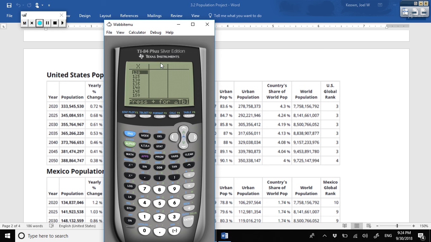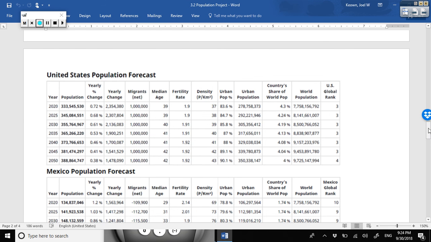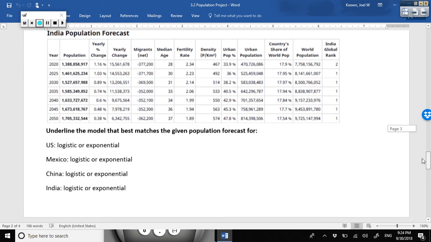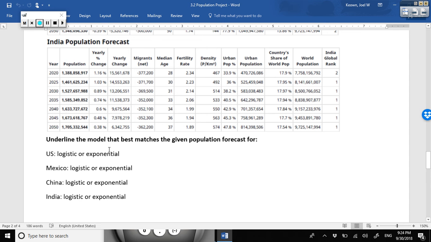And so if you plug your exponential for United States in L1, and then plug your logistic for United States in L2, you will see your Y values for both of those models here, and then just compare them to these and see which one's closest. Neither of them are going to be exactly on. You're just figuring out which one of those is the closest. And so after you figure out which one's the closest for the United States, you circle either logistic or exponential. Same thing for Mexico, China, and India.